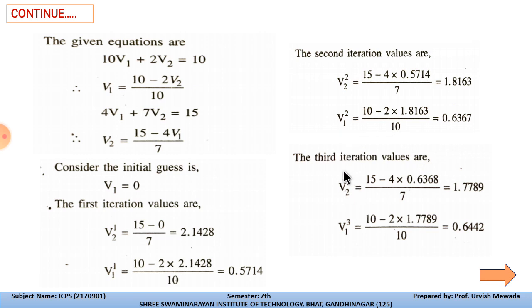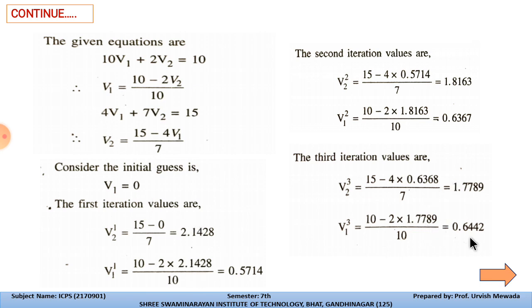So from that we can have the third iteration. This is the third iteration, if we are following the same equation. So V2 raised to 3 is equal to 15 minus 4 V1. So V1 is 0.6368. This is the value that we are taking over here and divide by 7. So it is 1.7789. And V1 raised to 3, that is 10 minus 2 V1, is 1.778.